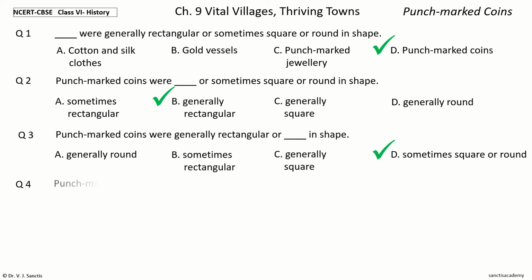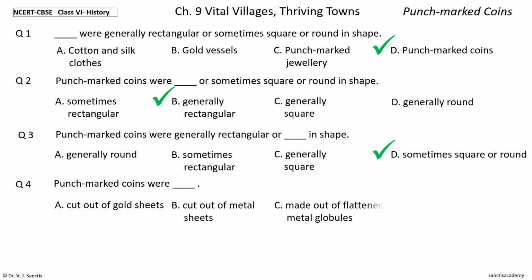Question 4. Punch-marked coins were dash. The options are cut out of gold sheets, cut out of metal sheets, made out of flattened metal globules, B or C. Your time to choose. And the answer is B or C. So, punch-marked coins were cut out of metal sheets or made out of flattened metal globules.